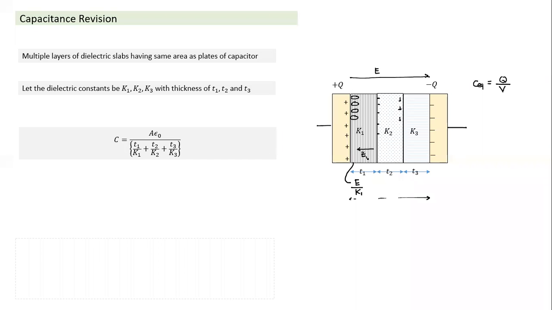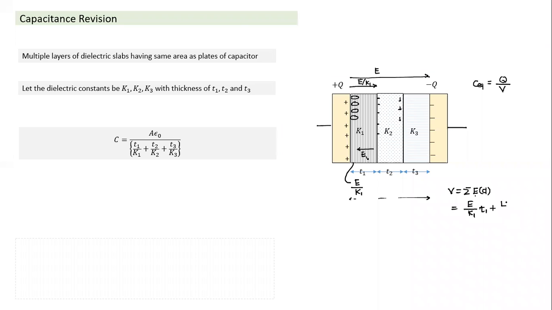External field minus induced field, which is equal to, here the field is E by K1. E by K1. And so I write what is the potential difference V? V is equal to summation of E into distance. Here in all the cases field is uniform. So basically what do I write here? Summation of field into distance is the potential difference. First one, E by K1, that's the field, into T1. Second one, so that's a potential drop from here to here. From here to here, what is the potential drop?